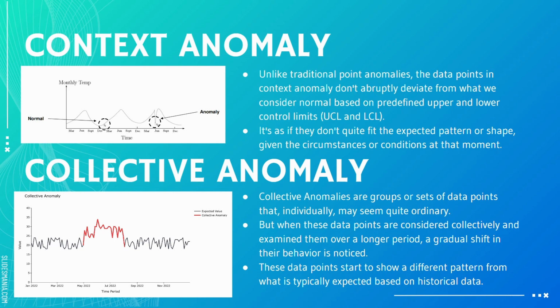The next anomaly is a collective anomaly, which are a group of data points that individually may seem quite ordinary, but when considered collectively and examined over a longer period, will show a gradual shift in the behavior. These anomalies can be detected by considering long-term context and trends. We need to analyze the data over an extended time frame and spot the subtle shifts in behavior.